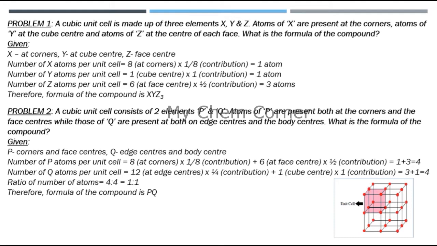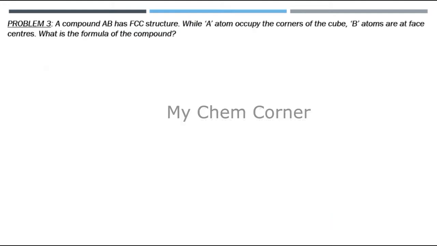Then let's solve 2 more questions of the same type. The next one is problem 3. Here a compound AB has an FCC structure. FCC meaning face centered. Now while atom A occupies the corners of the cube, only the corners A is occupying, B are at face center. What is the formula of the compound?